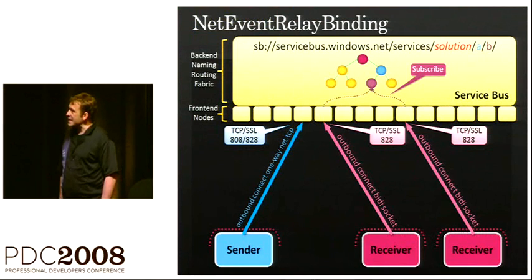The next binding is the net event relay binding. Now, the net event relay binding is kind of the same, except it allows two receivers.